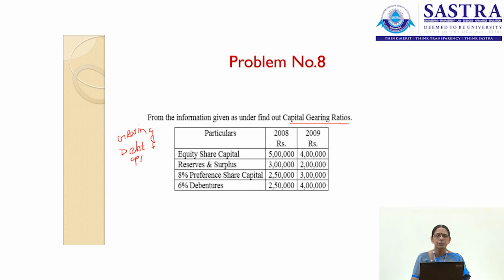These preference shareholders will not attend the annual general meeting. They cannot attend the meeting or vote in the meeting. They can attend their own class meetings. So they cannot directly interfere in the management of the company. Equity shareholders are said to be the real owners of the enterprise, who are going to run the annual general meeting, who are going to vote in the meeting, and who are going to decide the policy matters in the annual general meeting.